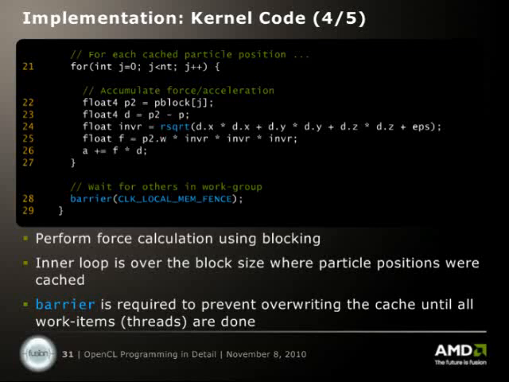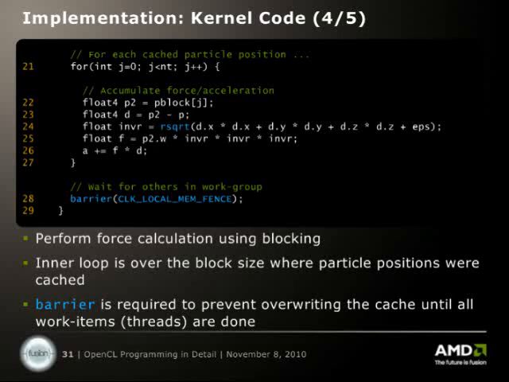Once these particle positions are cached, we're simply going to loop over those particle positions. Using the numbers that I mentioned before, this would be a loop over 64 positions. So we're going to loop over those cached particle positions. And then in lines 22 through 27, we're essentially implementing the same force calculation that was shown in the C code, with some notable differences here for OpenCL.